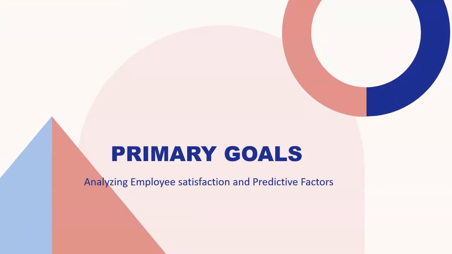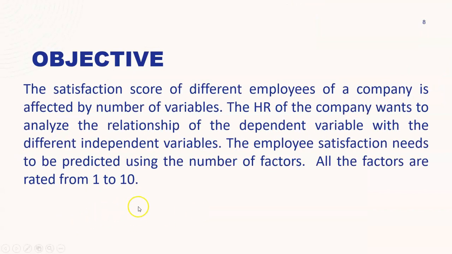So now let's discuss the primary goal. The primary goal of our project is analyzing employee satisfaction and predictive factors. So now let's discuss the objective of our project. The satisfaction score of different employees of a company is affected by a number of variables. The HR of the company wants to analyze the relationship of the dependent variable with the different independent variables. The employee satisfaction needs to be predicted using a number of factors.